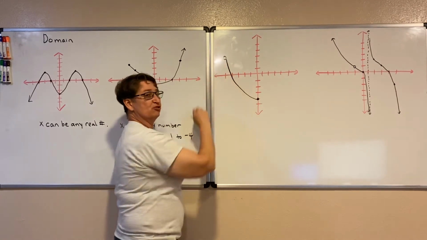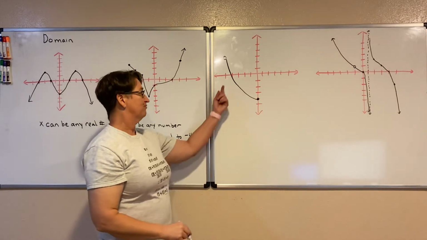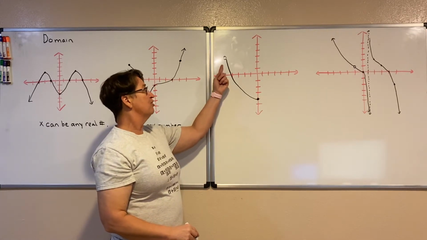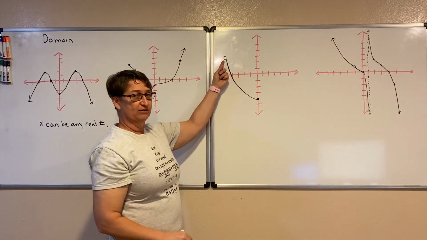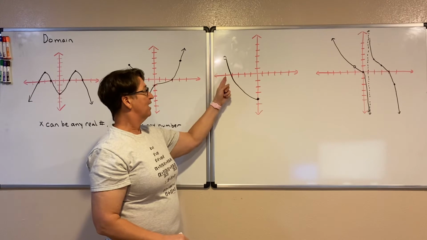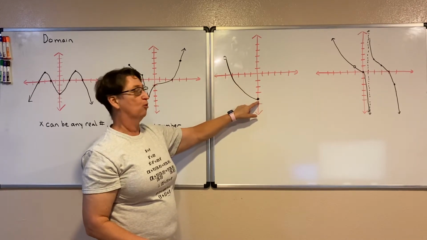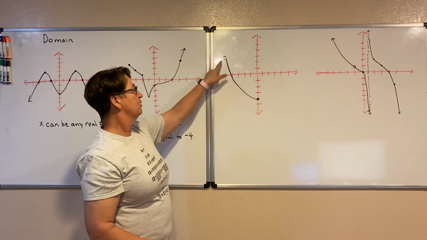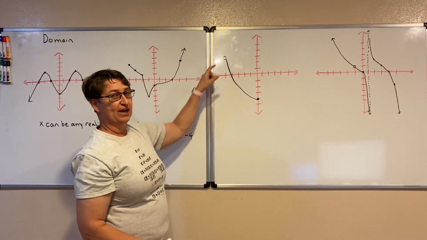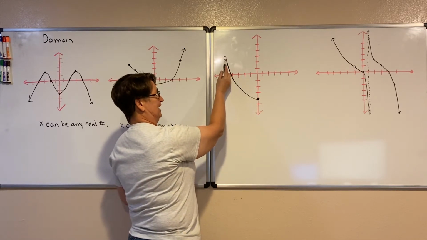But this open circle means that there's not an output at -5. So if I put in -5, there is no output where x is -5. So that's what that open circle means. Here there is an output. The closed point means there is an output. But that open circle means there's not an output there. But I can get really, really close to that -5.